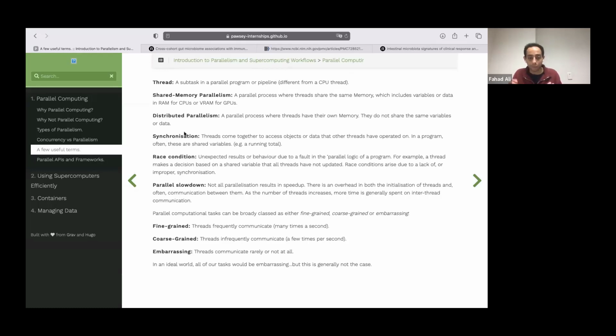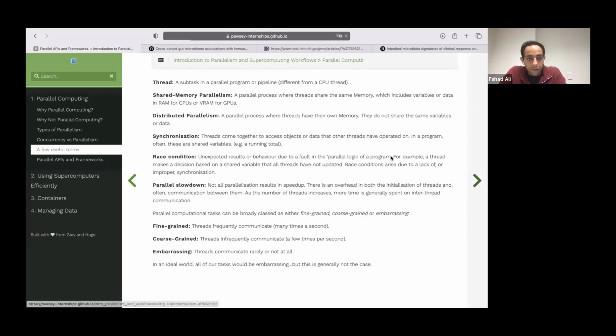Ideally, you do have embarrassingly parallelized tasks because you decrease the communication time, and therefore you spend more time on computation and not on that communication. In many cases, that's very difficult, if not impossible, to achieve. But embarrassingly parallelized tasks are the fastest category of parallelized tasks. Okay, because they spend less time on that communication.